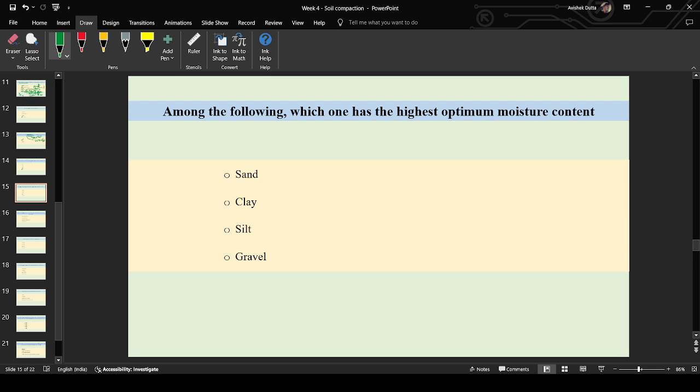Clay. Clay has the highest optimum moisture content. Yes, clay has the highest optimum moisture content. Why? Again, that specific surface will come into play.